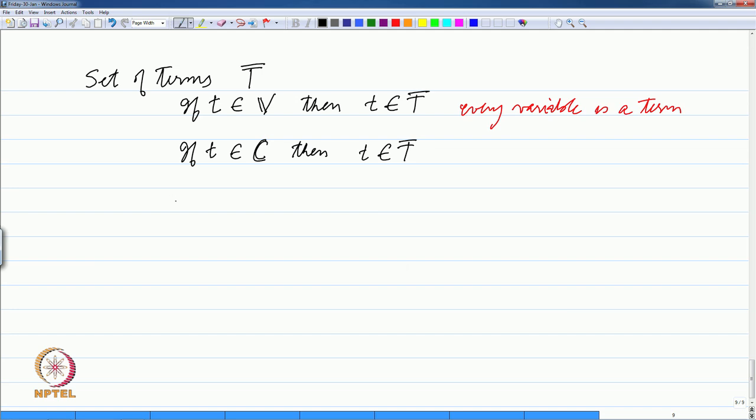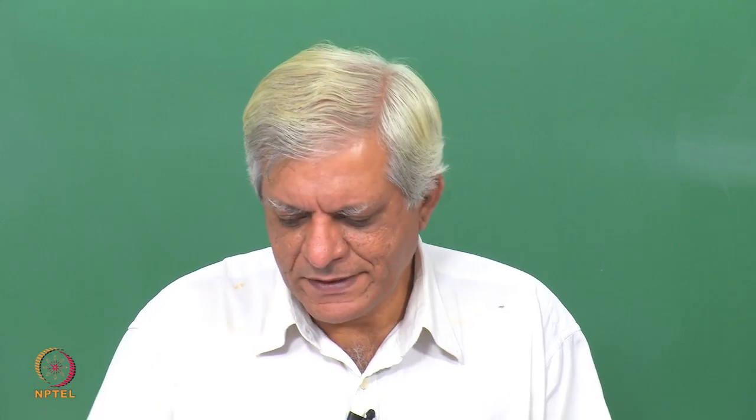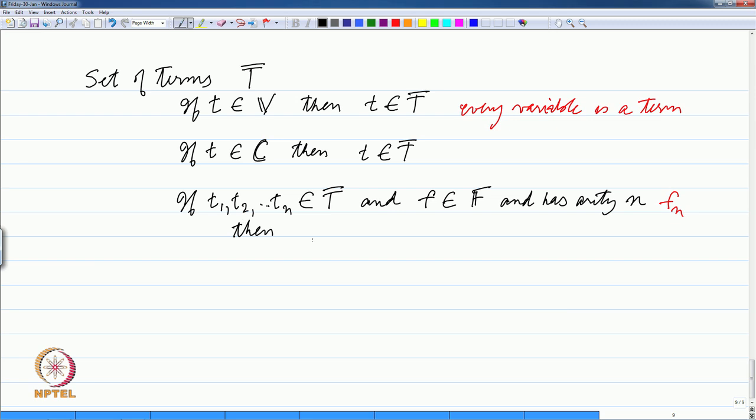Then if t1, t2, up to tn are terms, and f belongs to the set of function symbols and has arity n, sometimes we would write this as f with subscript n, where the subscript n denotes the arity of the function symbol, then the function symbol followed by a bracket followed by the n terms is also a term.